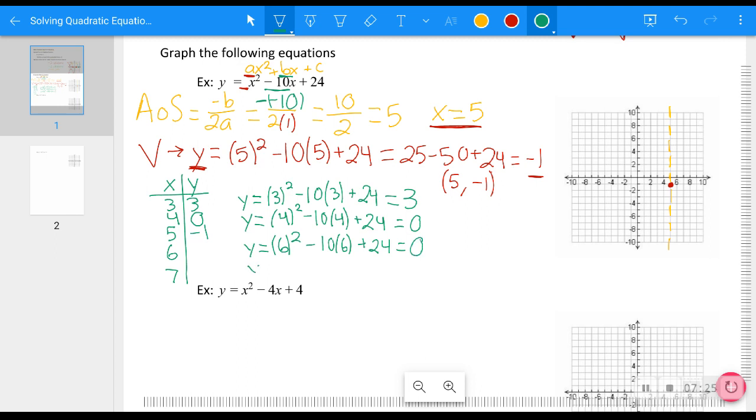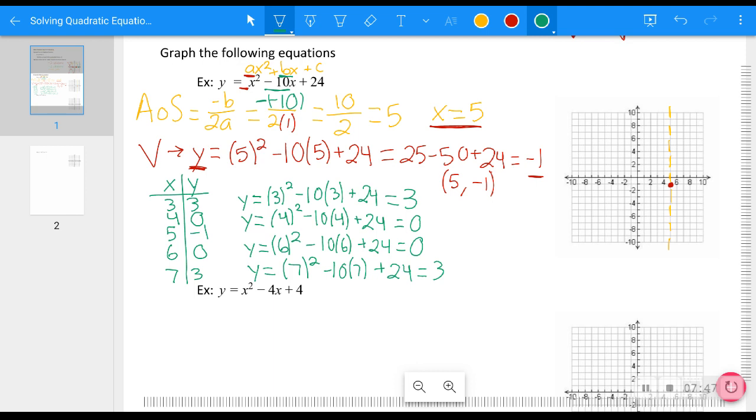And then lastly, we got 7. So y equals 7 squared minus 10 times 7 plus 24. And that will equal 3. So we have that 6, 0 point and 7, 3. So each of these is an ordered pair.